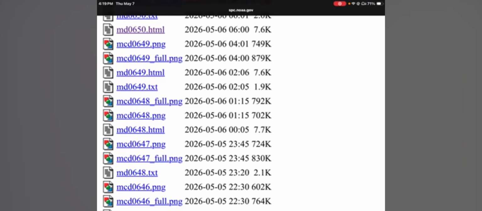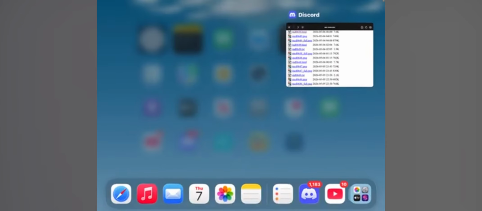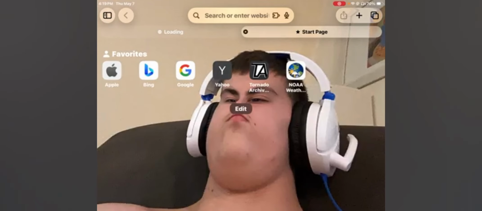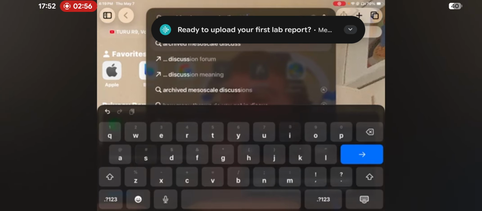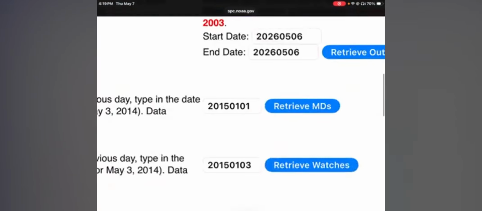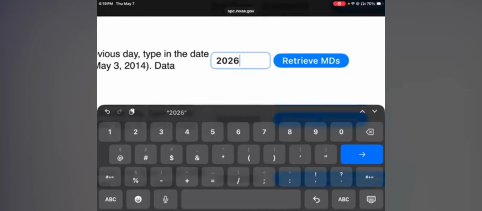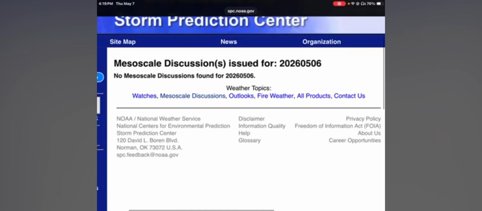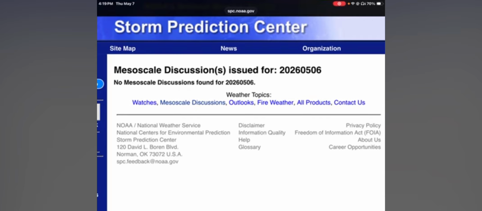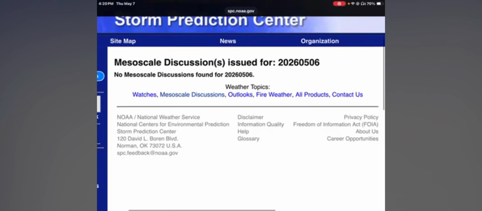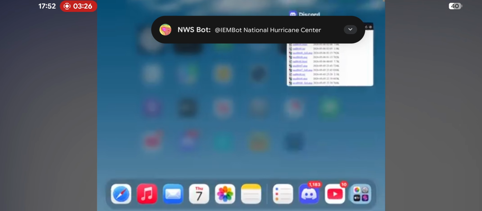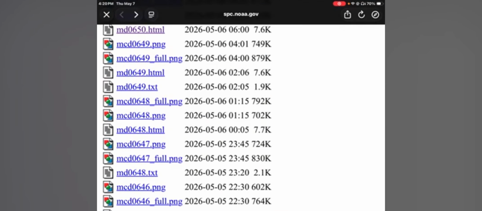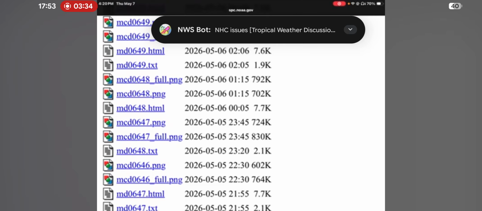We could actually go into this. Now, you're probably wondering, well, why am I not doing it in a more efficient way? Well, let me show you what happens when I do this. So, archived mesoscale discussions. If I go to the page and type in just the date, 2026-0506, it says there were no mesoscale discussions found for, this is yesterday's date, May 6th, 2026. It says nothing. I don't know why, but I just found that out while I was trying to set up the video. I found out that it just didn't work. So I guess we've got to do it some other way.